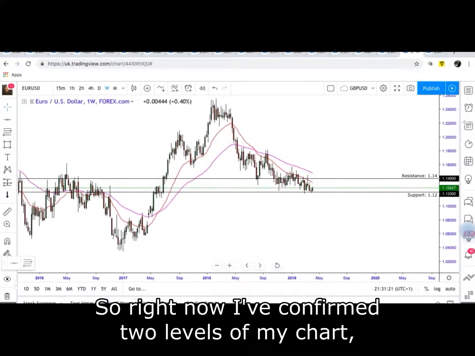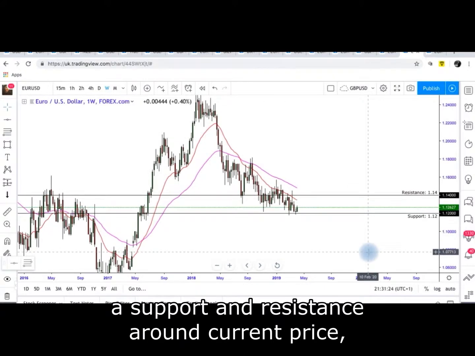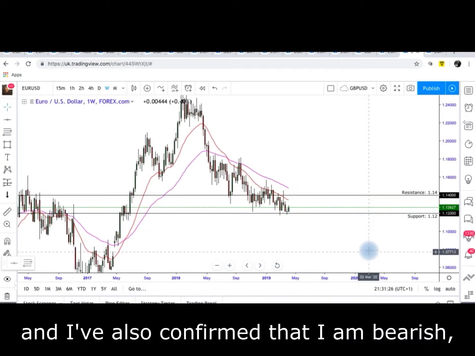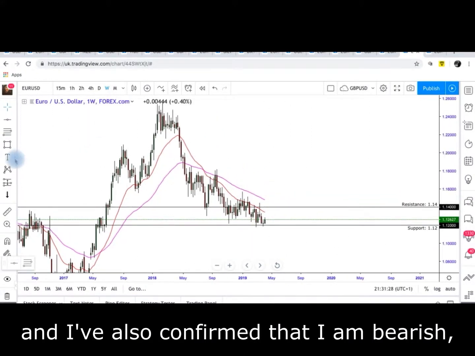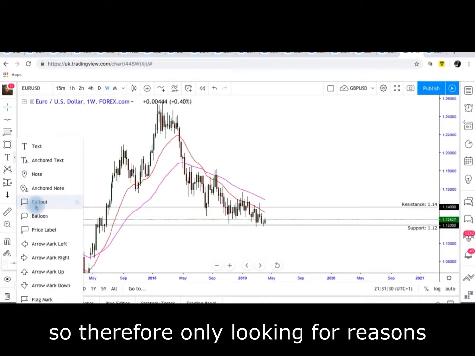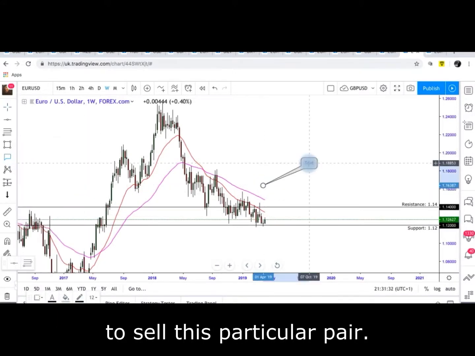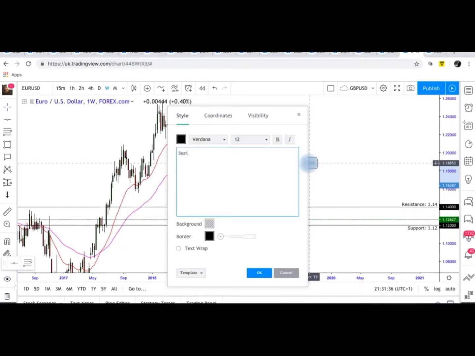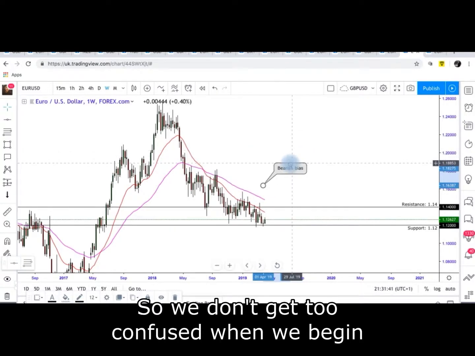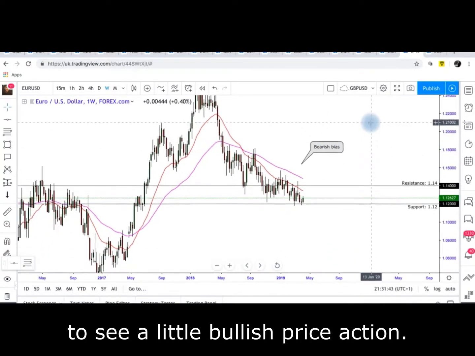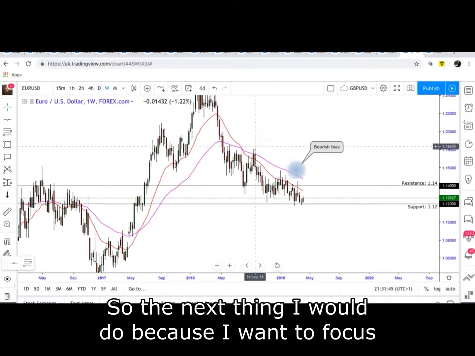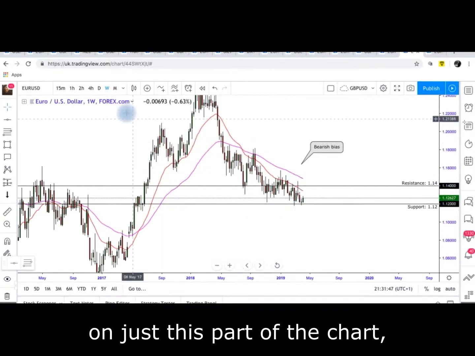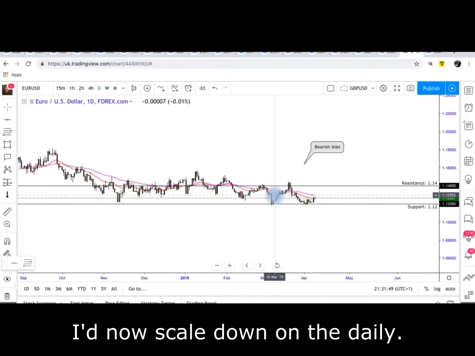So right now I've confirmed two levels on my chart, a support and a resistance around current price. And I've also confirmed that I am bearish. So I'm only looking for reasons to sell this particular pair. So let's write this as a daily reminder: bearish bias. So we don't get too confused when we begin to see a little bit of bullish price action. The next thing I would do, because I want to focus on just this part of the chart, is scale down to the daily.